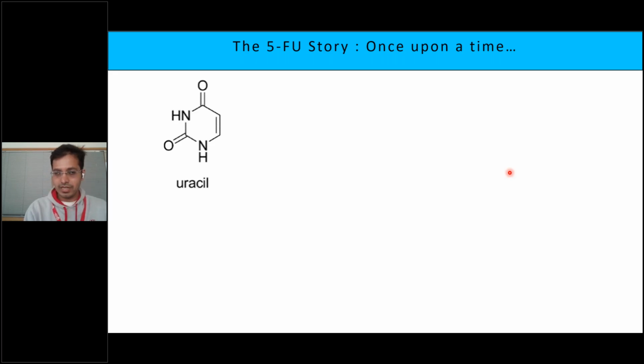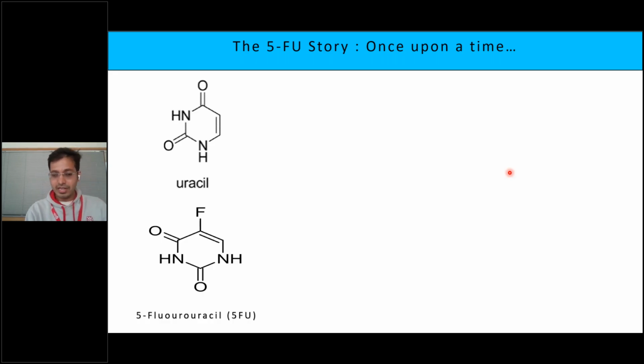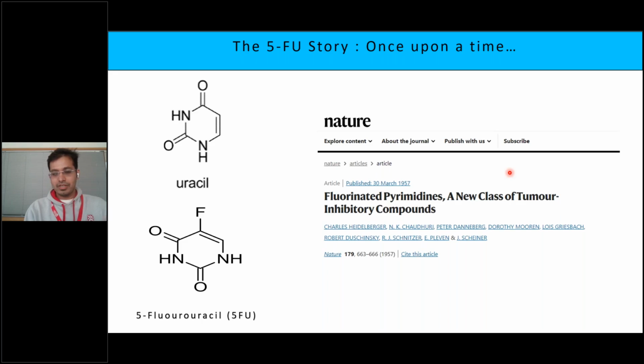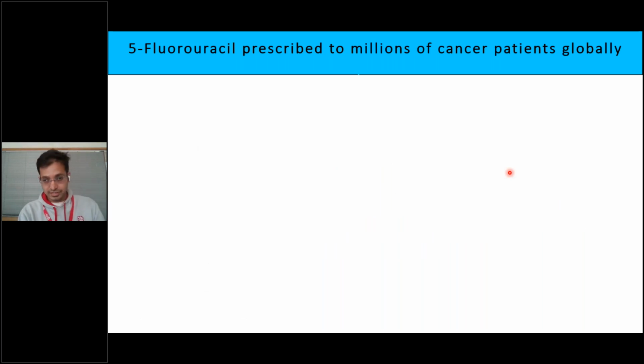we started working with one of the oldest anti-cancer drugs, 5-fluorouracil, which has been used for around 70 years, and which is a pyrimidine analog of uracil. It was discovered as a new class of tumor inhibitory compounds in the last 70 years, and is still one of the standard of care treatments for different types of cancer.